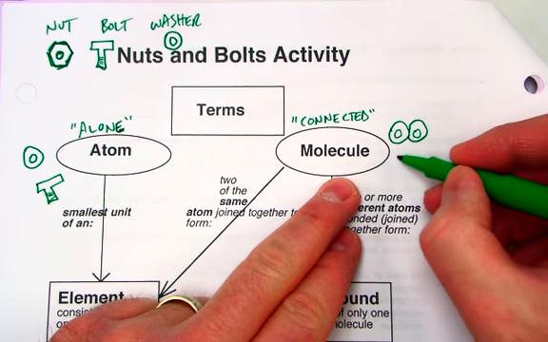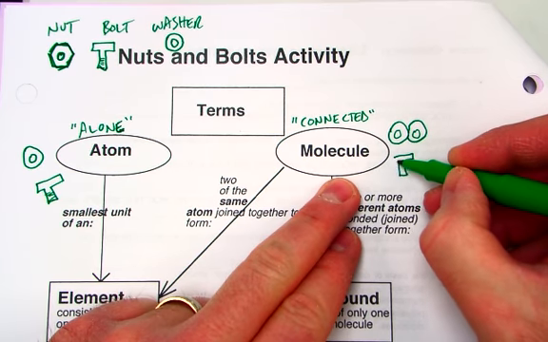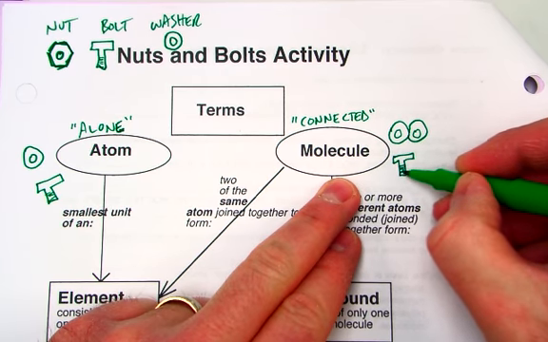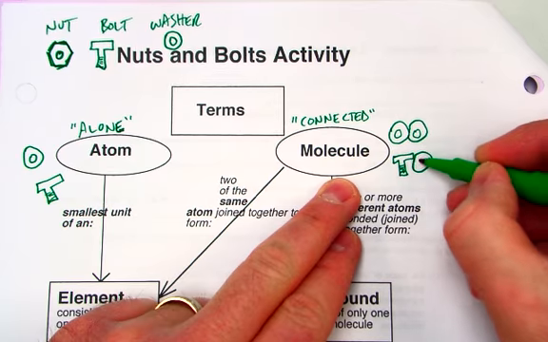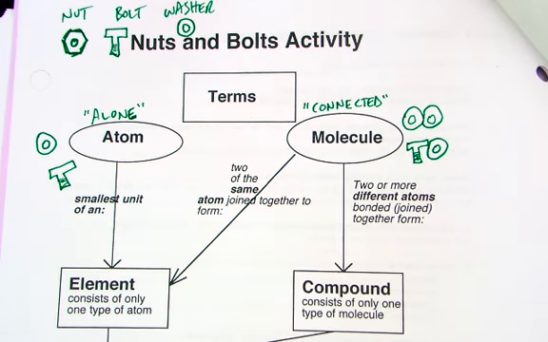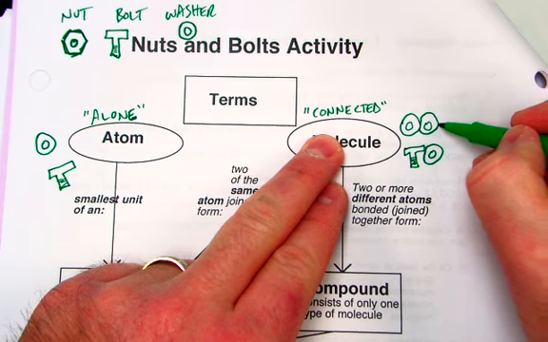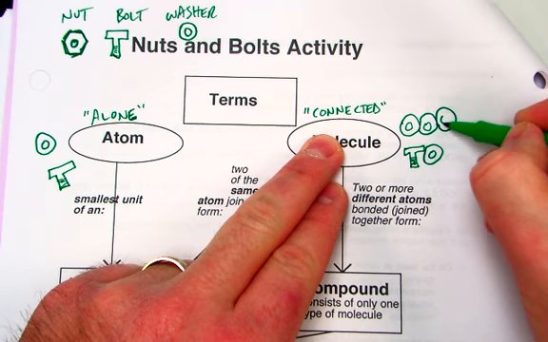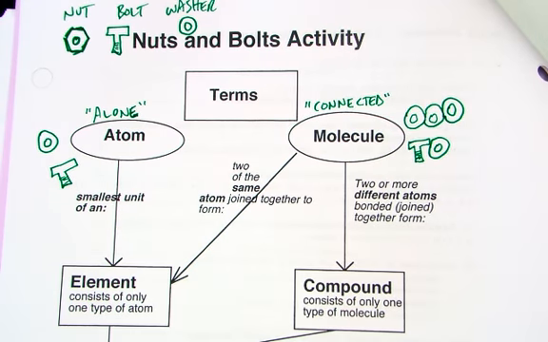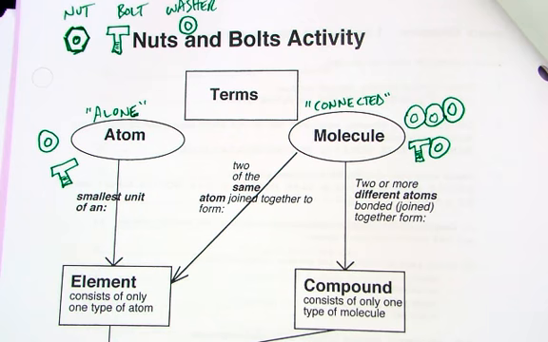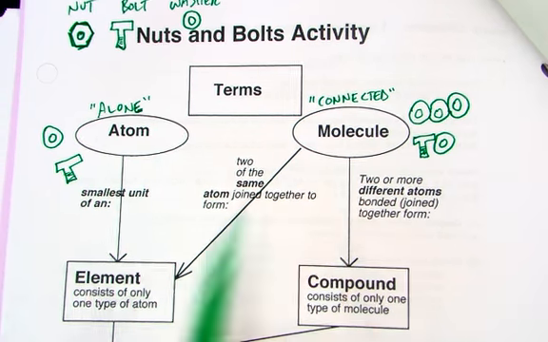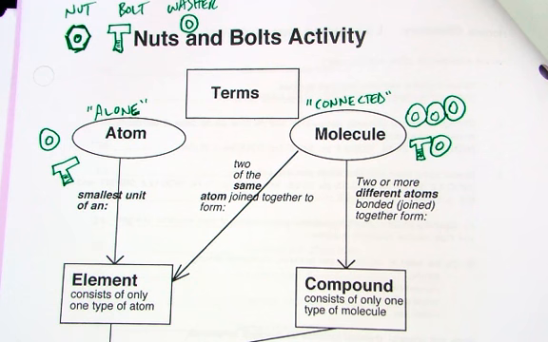If you had a bolt and a washer connected, for instance, that's considered a molecule as well. You could have three washers connected. We could even make this three if we wanted to, just as long as you have two or more things connected. And they can be the same or they can be different. All right? So the first thing that we'll ask you to do is distinguish between an atom or a molecule when you see a picture of something.